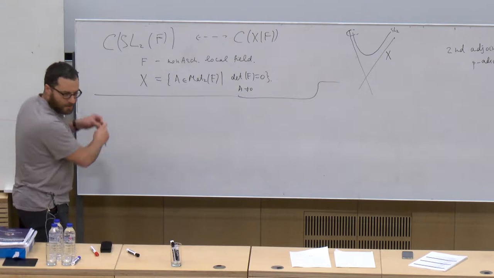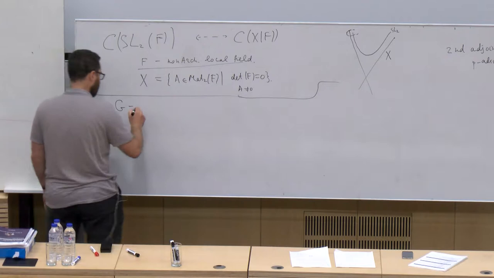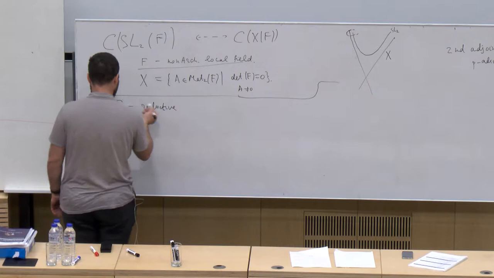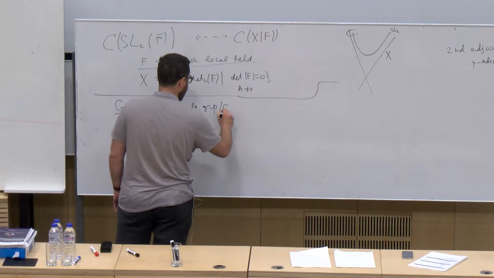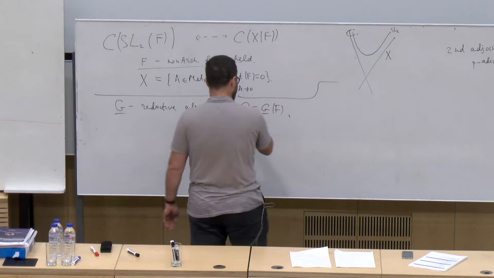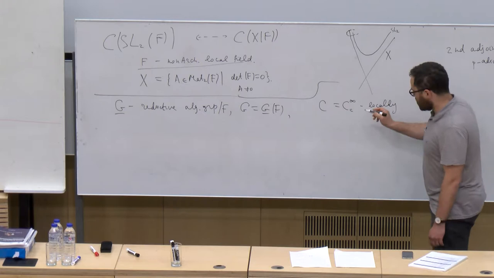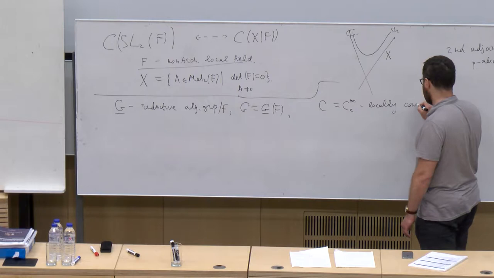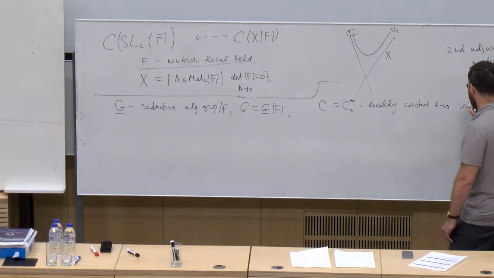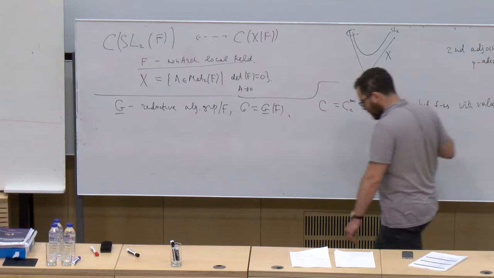Again, F is already here. In general, G will be a reductive algebraic group over F, and G will be G of F. And we'll write C or C infinity for just locally constant functions on this. Infinity stands for smooth, but in this context, smooth just means locally constant. And let's say we work with some characteristic zero field. Well, let's work with C, but we won't use analysis, so it can be an arbitrary algebraically closed field of characteristic zero.